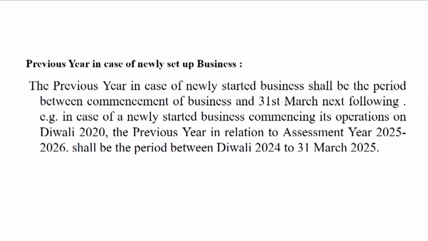Previous year in case of newly set up business. The previous year in case of newly started business shall be the period between commencement of the business and 31st March next following. That is, in the case of a newly started business commencing its operation on Diwali 2024, the previous year in relation to assessment year 25-26 shall be the period between Diwali 24 and 31st March 2025.